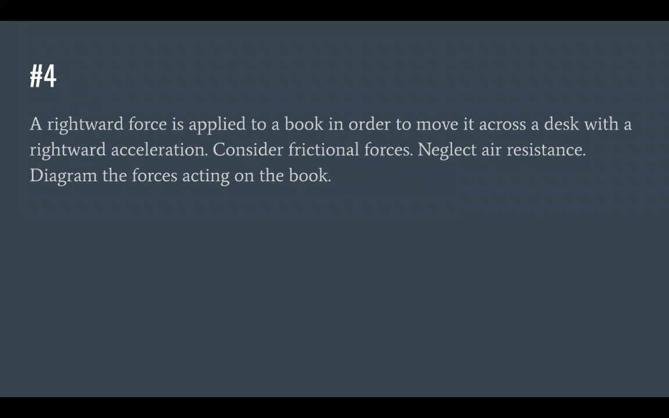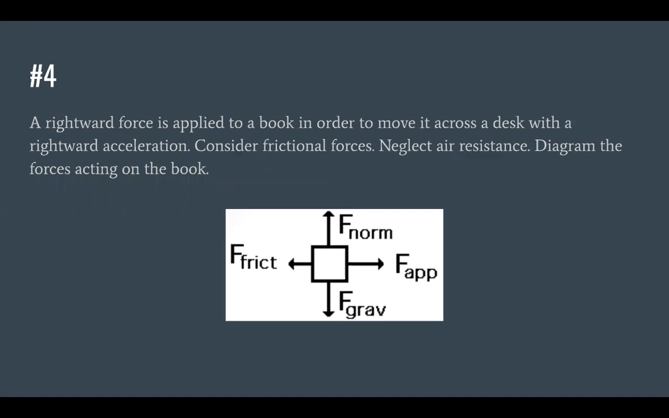All right. For this one, we've got equilibrium in the y direction. So it's just sliding across. So normal force and gravity are going to be equal and opposite. However, in the x direction, since we're accelerating to the right, our applied force is actually going to exceed the frictional force. So that arrow is a little bit longer than the frictional force. And so that tells us that there's a net force in the rightward direction, giving it a rightward acceleration, like it says in the problem.